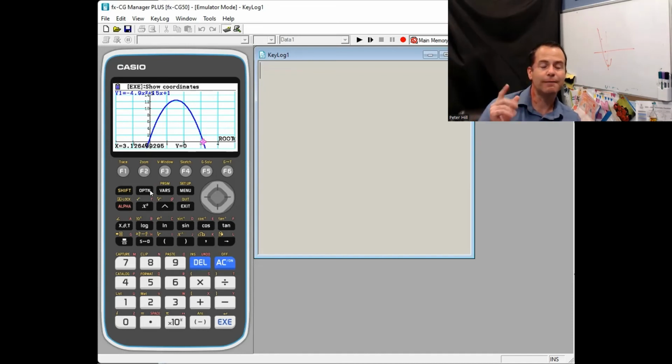Then you're going to go and find the intersection. So you're going to go second trace, and then option 5 is your intersect. Put your cursor to the one you want, close to the one you want. It doesn't have to be right on it, but just close. And hit enter, enter, enter. And it'll give you that one. Then you got to go through the process again. So you go second trace 5, but now move your cursor to the other one and hit enter, enter, enter. Okay. All right. So I'm going to go back to my PowerPoint.